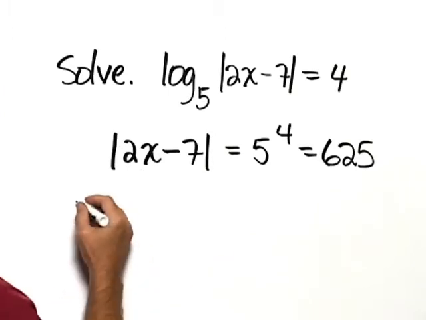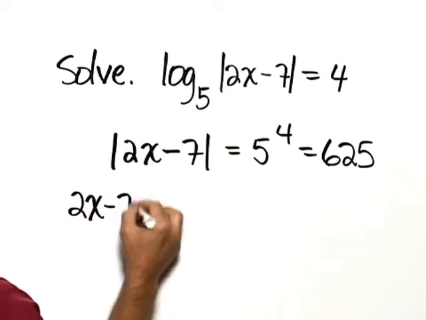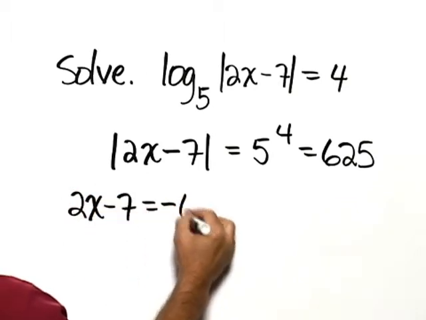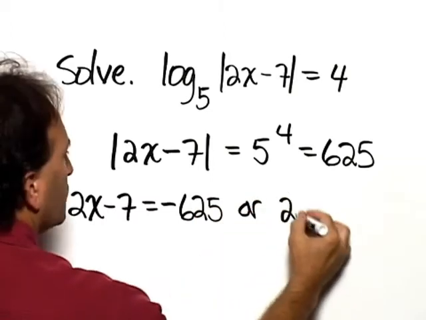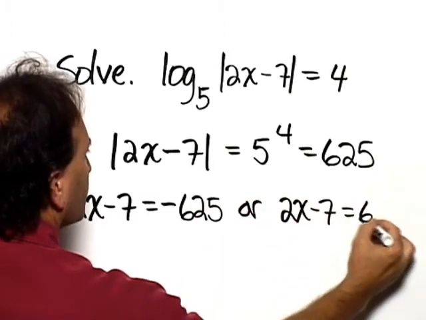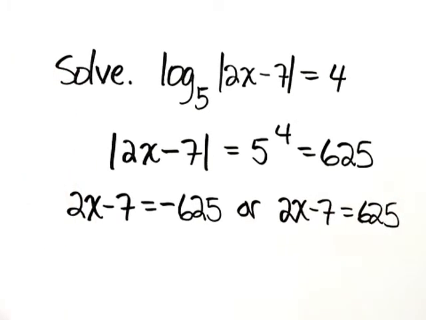So what we have is the absolute value of 2x minus 7 equals 625. Therefore, we have two equations: 2x minus 7 equals negative 625, or 2x minus 7 equals positive 625. Let's solve each of these equations separately.